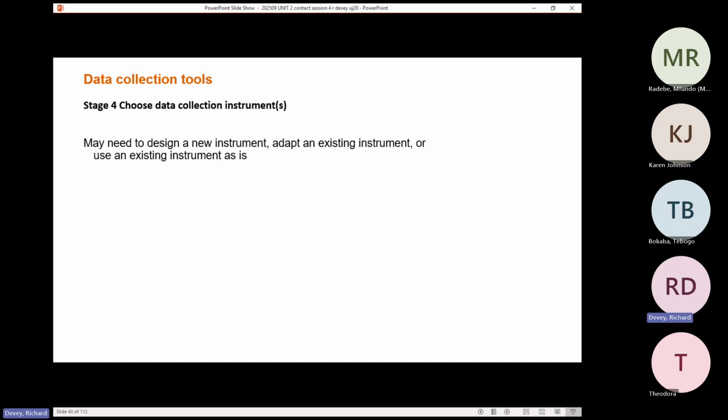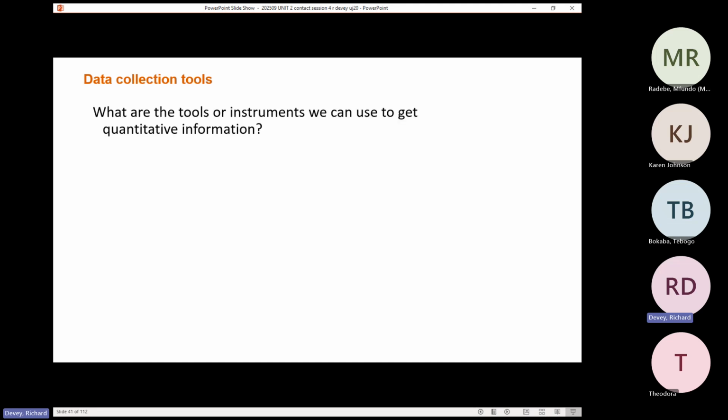Okay, so when we choose a data collection instrument, you can use a new instrument, or you can adapt an existing instrument, or you can use an existing instrument as it is. So there are different options for the student when we start to look at the instruments we're going to use to collect data. A quick question that you can try and answer: what are the tools or instruments that we can use to get quantitative information? If a student is doing a quantitative study, what's available for them to get that quantitative information? What could they use?